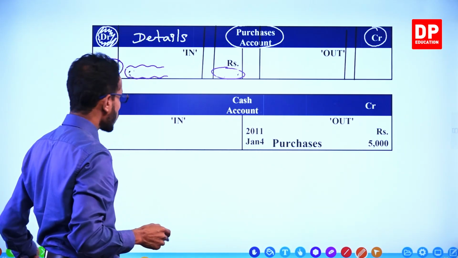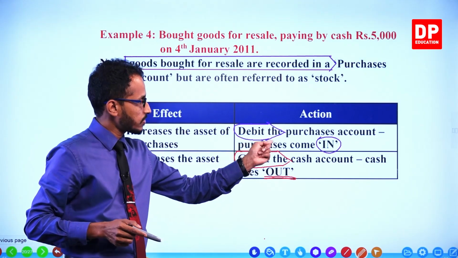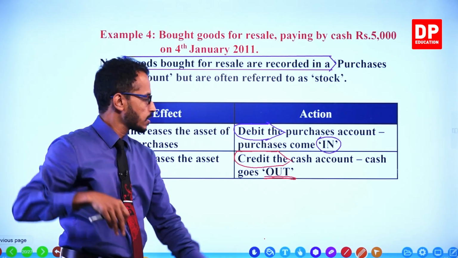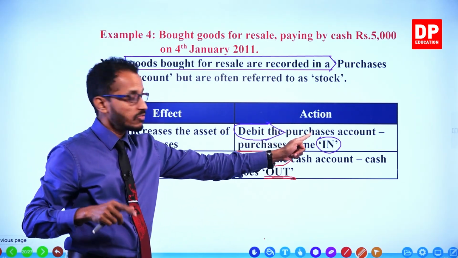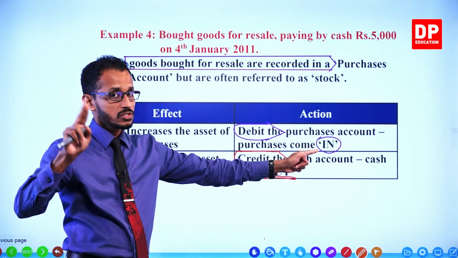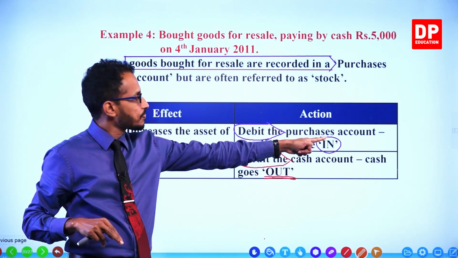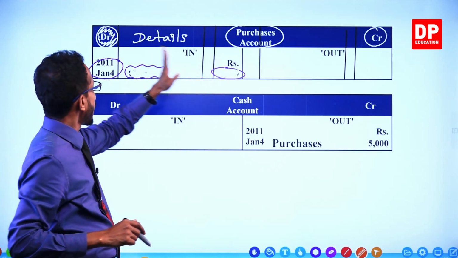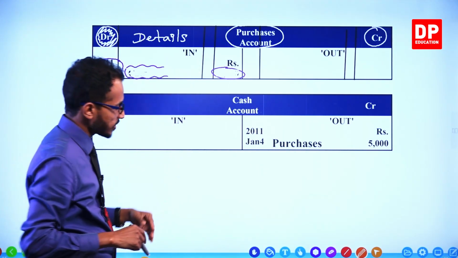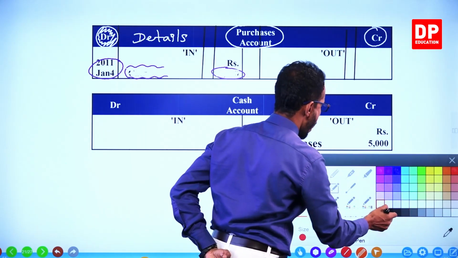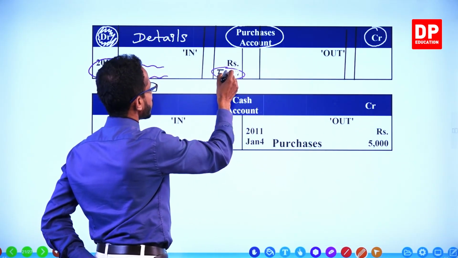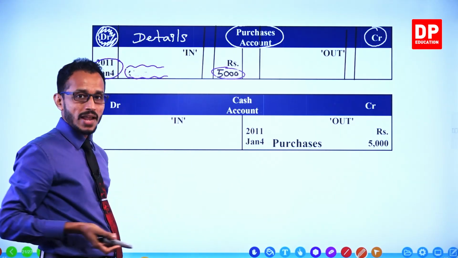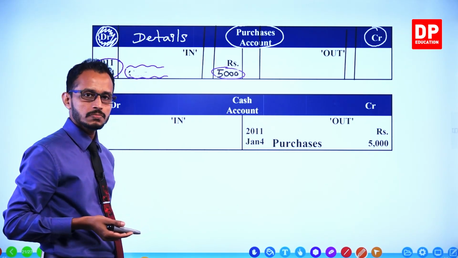So, we know that increasing or in goes to the debit side, and we know that we don't draw a goods account or a stock account. We draw a purchases account instead. So purchases account, debit. There you go, the purchases account is here. The debit side I have highlighted. Let's enter the amount to the debit side. Here, I entered the amount. And the details column is blank now.